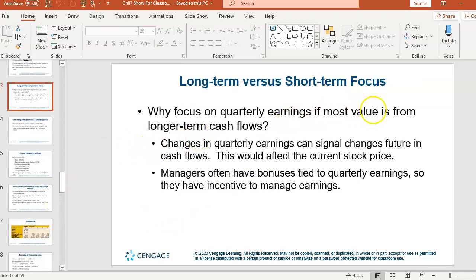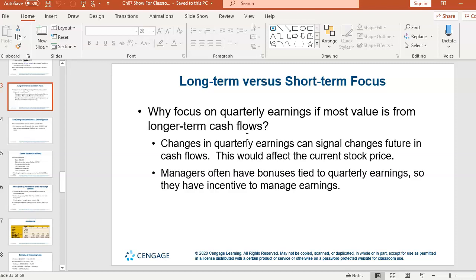Why focus on quarterly earnings if most value derives from long-term cash flows? The challenge with the stock market, and you see this a lot if you follow daily business news, is earnings season. Toward the end of every quarter, you'll have about a 2 to 3 week window where companies are reporting their earnings. And they're always comparing their earnings to what was expected. Investment analysts at brokerage firms, banks, and so on are always publishing estimates of what they think the earnings should be for a company over a given quarter. Investors compare the actual earnings for the quarter versus the expectation, and that affects stock price.